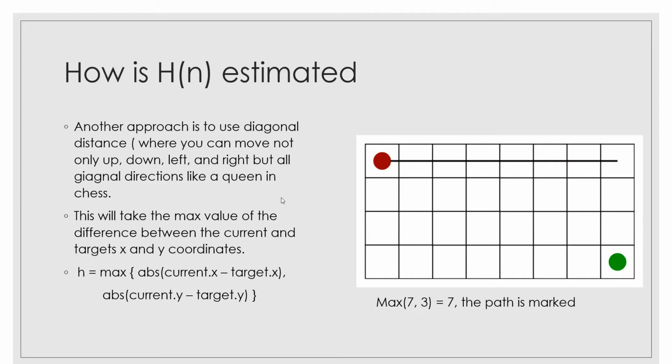Another approach is when you're in a grid and you can go not only up, down, left, right, but diagonal as well. This one is similar to the other one, except instead of adding them together, you're just taking the max, using the max function. Whatever the highest one is, that's the one you'll take. So in this example, after you subtract the x and y coordinates, you're getting 7 and 3, so it'll pick 7. As you see in the graph, moving diagonally gives it a distance of 7, which could be calculated by going diagonally down 1, 2, 3, 4, 5, 6, 7.